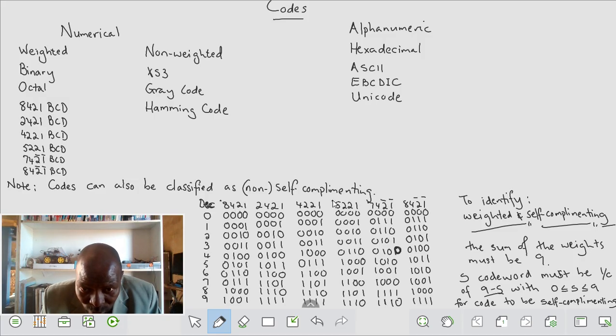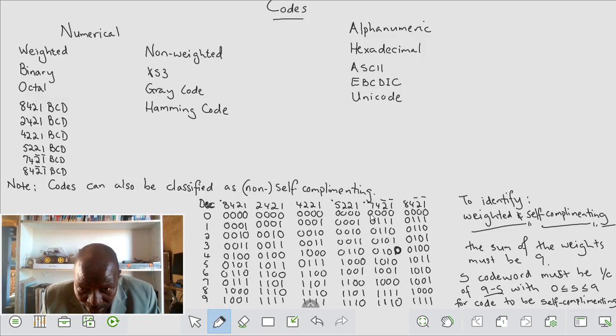The 5221, the weights add up to 10. Look at 0 and 9, which are complements of each other. The code words are not complements of each other, so not self-complementing. If you look at 84 bar 2 bar 1. No. Let's look at 7. That's the mistake I almost made last time. I wanted to say 741. The total here is 11 minus 3, which is 8, not 9. Therefore, the code is not self-complementing.